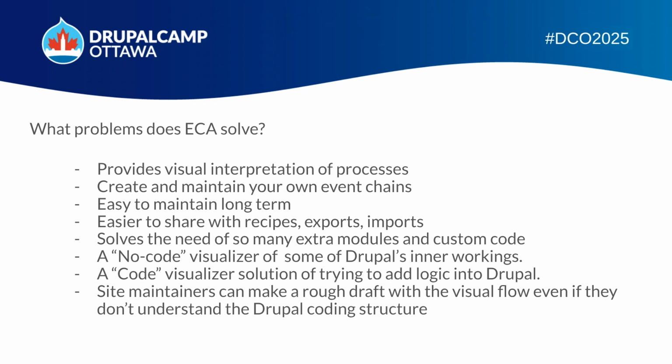So just to summarize what problems I'm advocating for ECA to solve, it provides visual interpretations of what Drupal processes are and how to make and create them. You can create and maintain your own custom event chains. It's easier to maintain long term if you have a bunch of custom code in a module and you're upgrading that module. You might have to ask, who wrote this? How do you go find this? It's a lot longer to go through a bunch of custom code modules to find where these custom things are. Whereas if you're using ECA, you just see the list of all the ECA modules that are enabled, and you can look and see what they are, and it's a little bit easier.